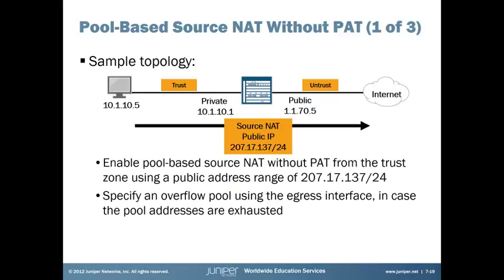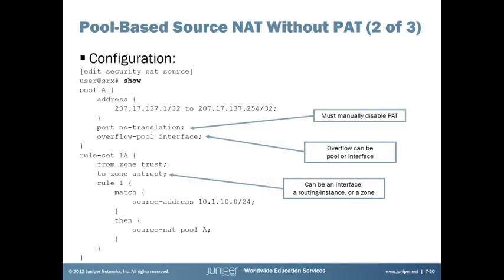Okay, so pool-based source NATing without PAT. What you can do here is enable a pool of addresses to be used, and when that pool of addresses is exhausted, well, too bad. In most cases, what you can also do is specify an overflow pool in case the pool of addresses becomes exhausted. So it's possible to do it that way.